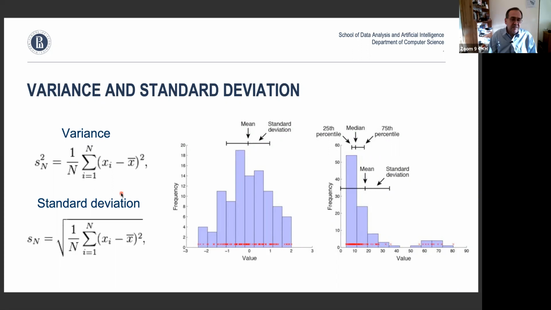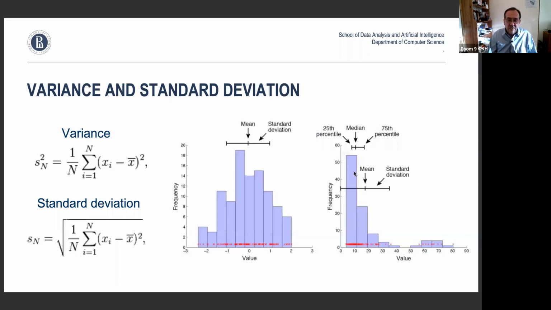Now, why is this important? Well, if your distribution is like this, which is more or less Gaussian, bell-shaped, typically mean will be in the center, and the standard deviation will show you the breadth of this distribution. Now we're going to see in one slide a more precise picture if your distribution is perfectly Gaussian.